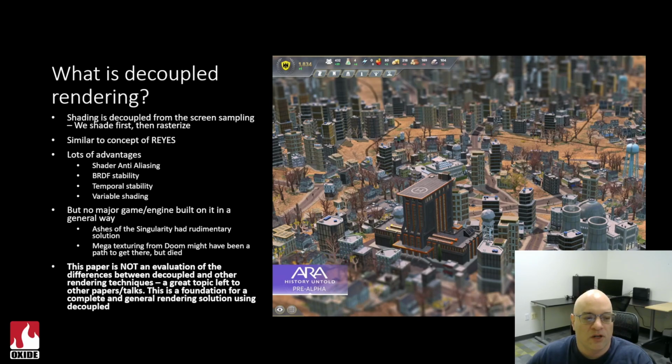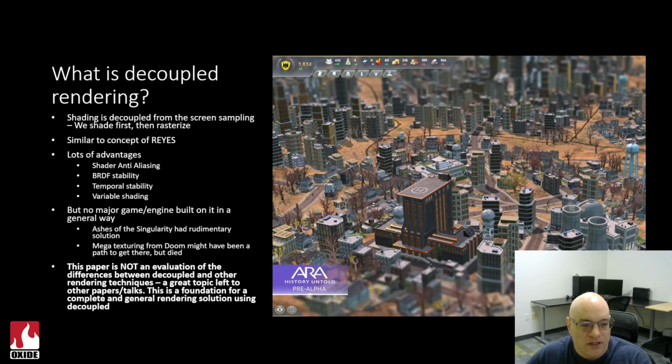But the real question here is, there are a lot of advantages, not a whole lot of disadvantages in terms of graphic fidelity, but no one's built it in a general way. There's not a solution where you can say, I'm going to build a renderer, it's going to be decoupled, and it'll work in any type of game I'm going to make. We did this with some rendering in Ashes of the Singularity, but it was a very rudimentary system. I'll talk about that in a second. And there was some mega texturing from Doom that might have been a path here, but that ended up dying. I'll talk a little bit about, from what I know, why that didn't work out. I'm not an expert at that.